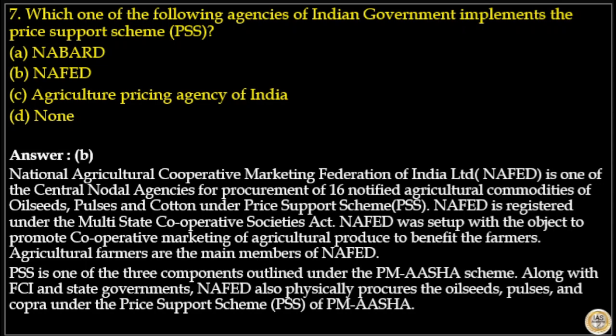NAFED was set up with the objective to promote cooperative marketing of agricultural produce to benefit the farmers. Agricultural farmers are the main members of NAFED. PSS is one of the three components outlined under the PM ASHA scheme. Along with FCI, that is Food Corporation of India, and state governments, NAFED also physically procures the oilseed, pulses and copra under the price support system of PM ASHA scheme.